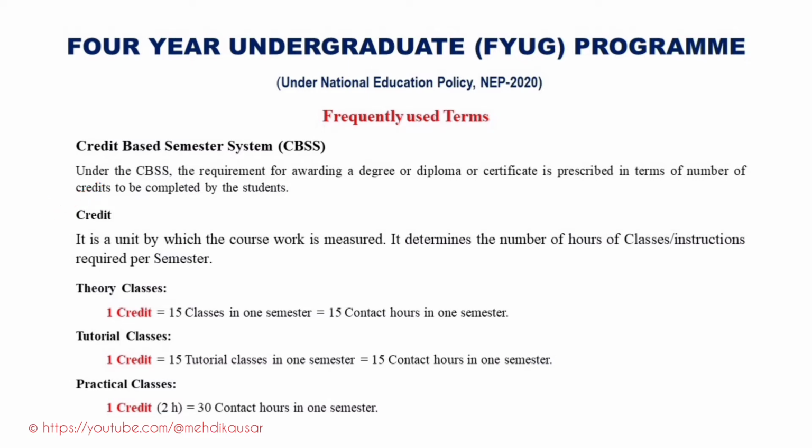In case of theory and tutorial classes, 1 credit is equivalent to 15 classes in 1 semester, or 15 contact hours in 1 semester. So, in a paper of 4 credits, there will be 4 into 15, which is equal to 60 lectures and tutorials, each class having 1 hour. While in case of practical classes, 1 credit is equivalent to 30 contact hours in 1 semester. That means, if there are 2 credits in a practical class, then you will have 60 hours of practical class in a semester.